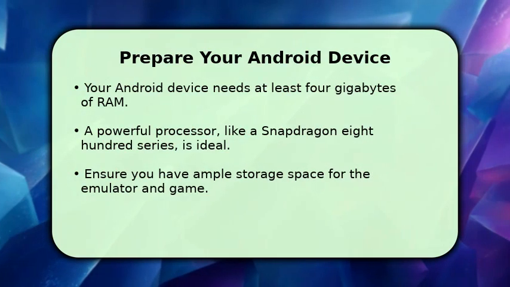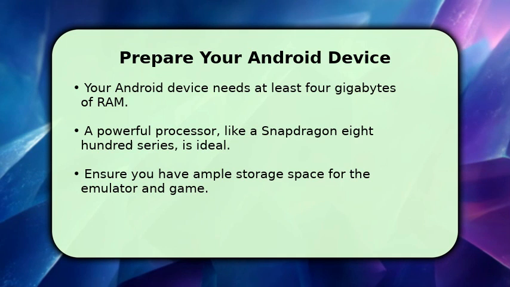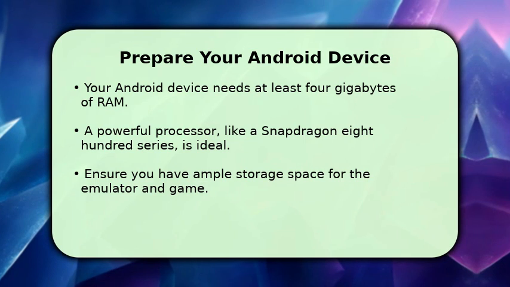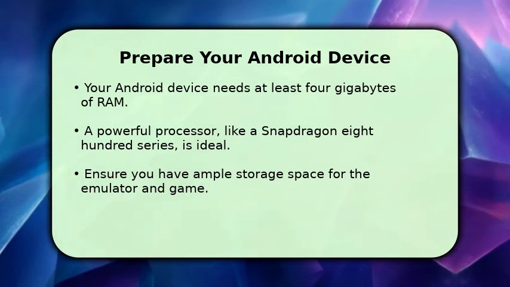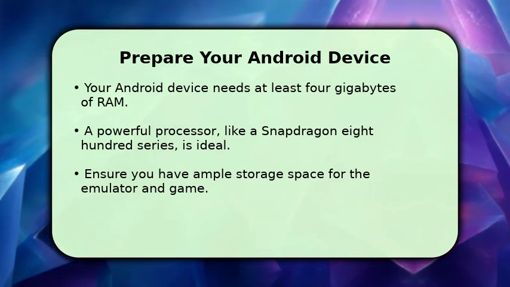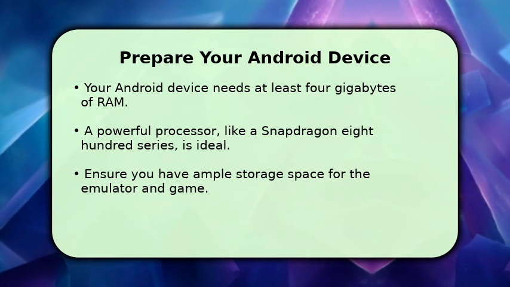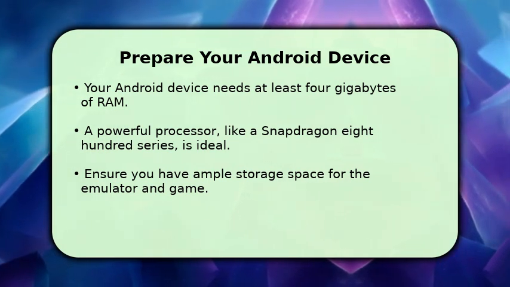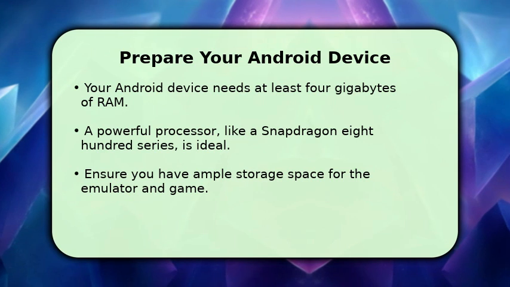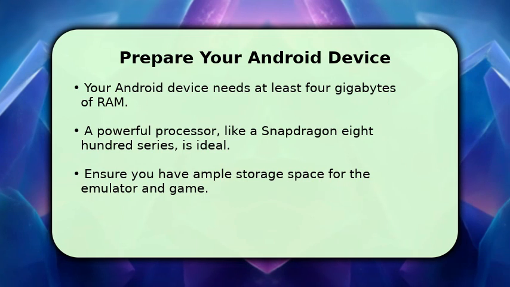Before diving in, let's prepare your Android device. For optimal performance, your phone or tablet should have at least 4 GB of RAM. A powerful processor, such as a Qualcomm Snapdragon 800 series or equivalent, will provide the smoothest gameplay experience. You'll also need sufficient internal storage, typically around 2 GB for the emulator and game file combined. Once your device meets these requirements, proceed to install the Citra emulator application you downloaded earlier.